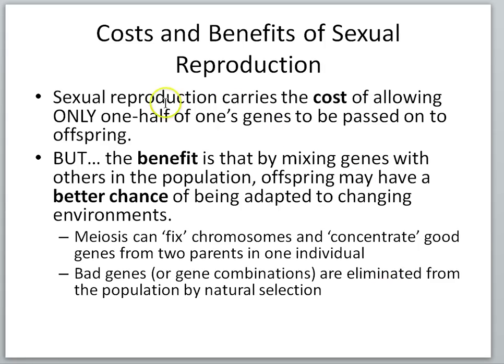So in summary then, we have the costs and benefits of sexual reproduction. We saw that sexual reproduction carries the cost of allowing only half of one's genes to be passed on to offspring, and the time, energy, resources, and the danger. But the benefit is that by mixing genes with others in the population, offspring may have a better chance of being adapted to changing environments. Meiosis can fix chromosomes and concentrate good genes from two parents in one individual. And the bad genes, or bad gene combinations, are eliminated from the population by natural selection.